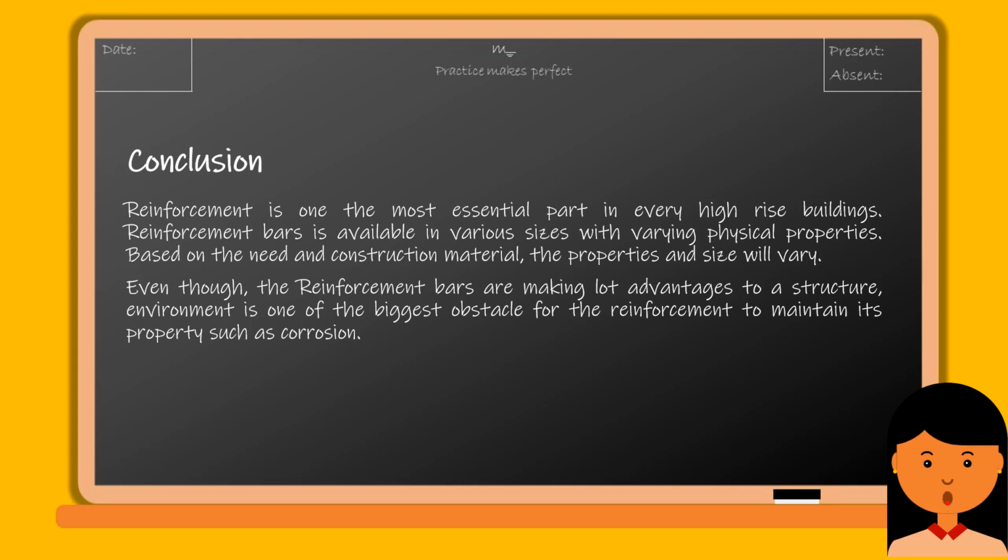Even though reinforcement bars provide a lot of advantages to a concrete structure, the environment is one of the biggest obstacles for reinforcement bars to maintain their properties. TMT bars are most preferable for residential buildings, because of their excellent ductility, weldability, and good resistance against corrosion.